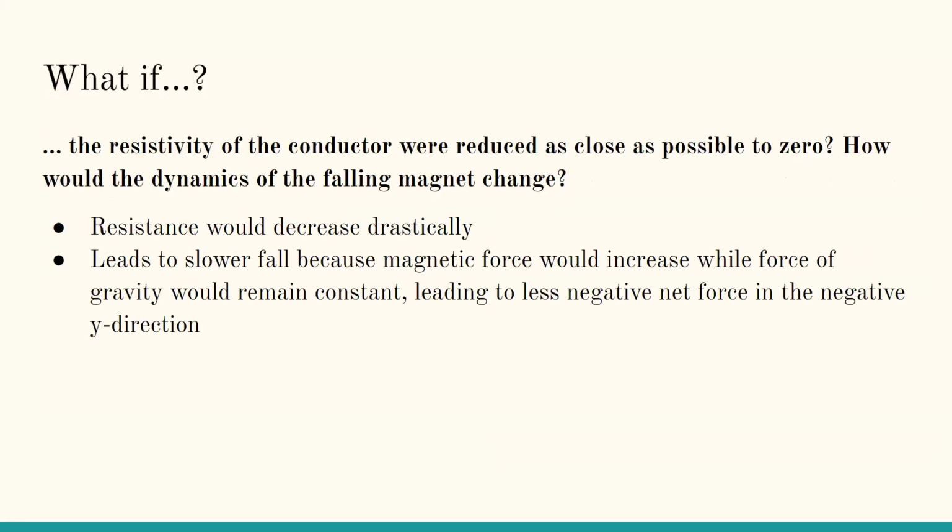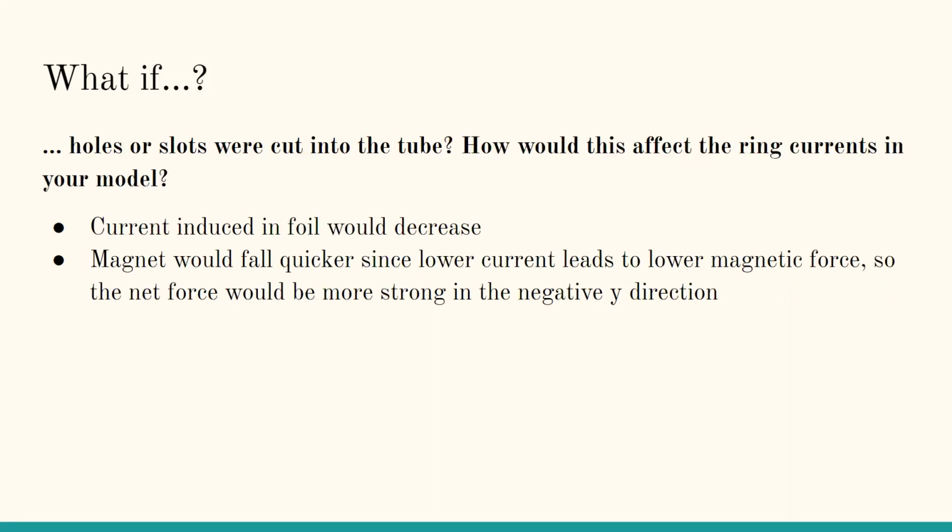So what if the resistivity of the conductor were reduced? How would that change the dynamics of the magnet? Then the resistance would decrease drastically, leading to a slower fall because there would be a less negative net force in the negative y direction.